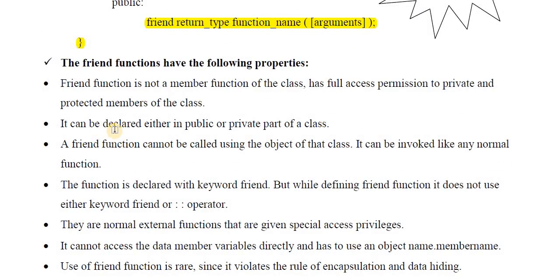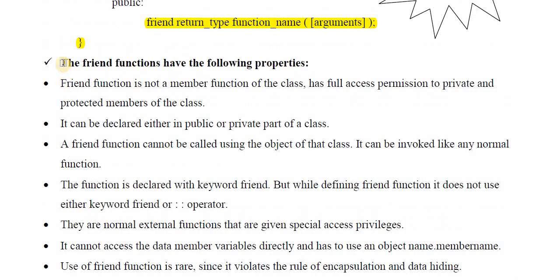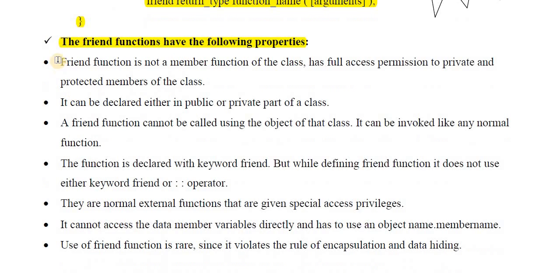These are the characteristics of friend function. So in examination, sometimes question will come like, what is friend function? Explain the characteristics of friend function. So here, these are the characteristics of friend function. First characteristic is, friend function is not a member function of a class. Friend function is not a member of a class, because friend body is not inside class.